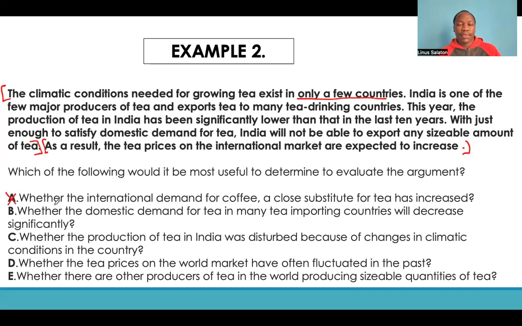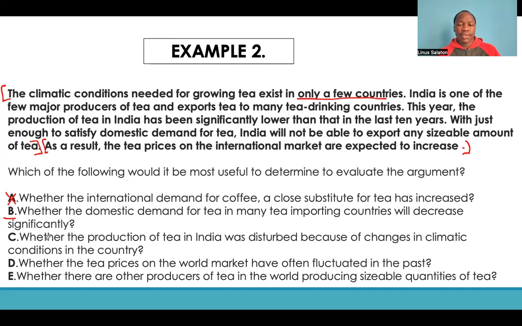B, whether the domestic demand for tea in many tea importing countries will increase significantly. Yes, this is a valid argument. If there is an increase in demand of tea in those countries that India exports to, then definitely there will be an increase in the international market prices. But if there's low demand of tea in the international market, then definitely the prices will be lower. So this is an answer choice that could really help us evaluate this argument.